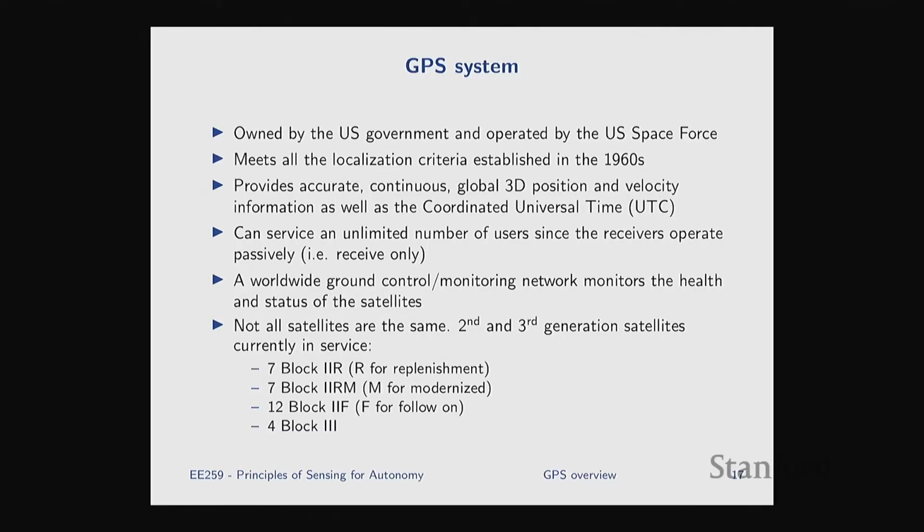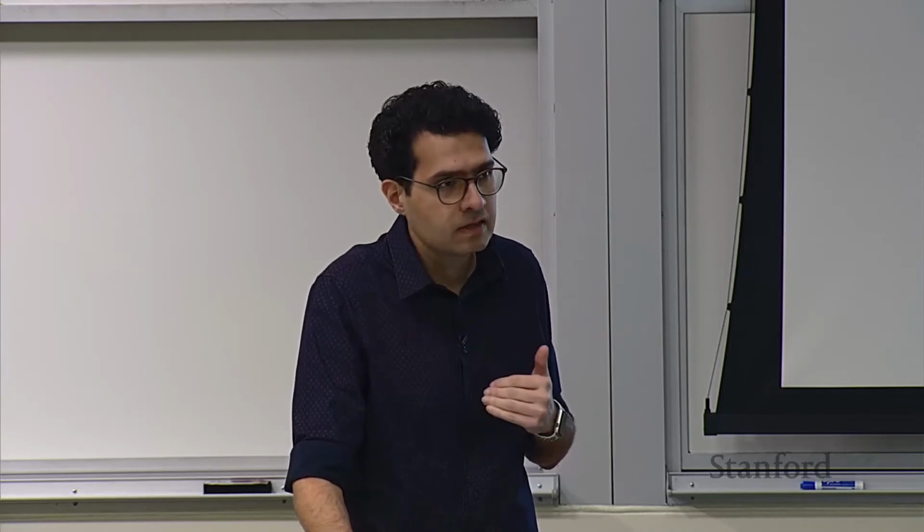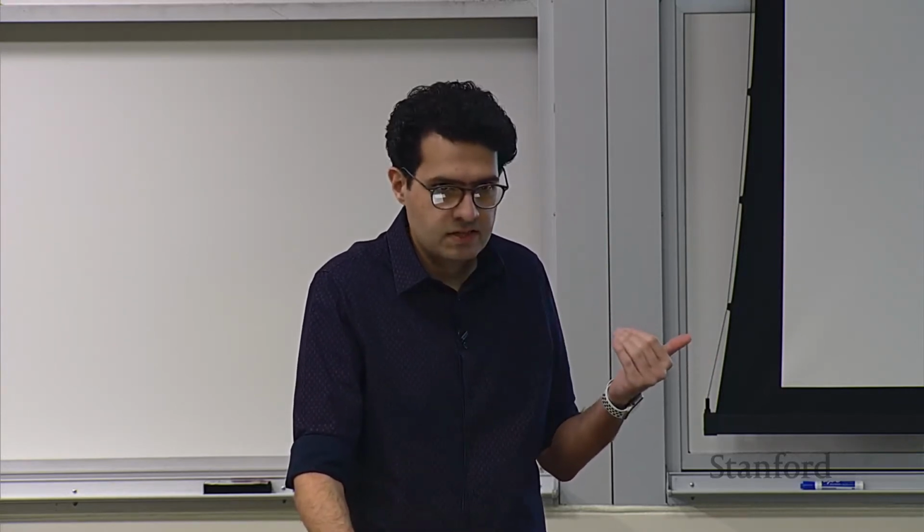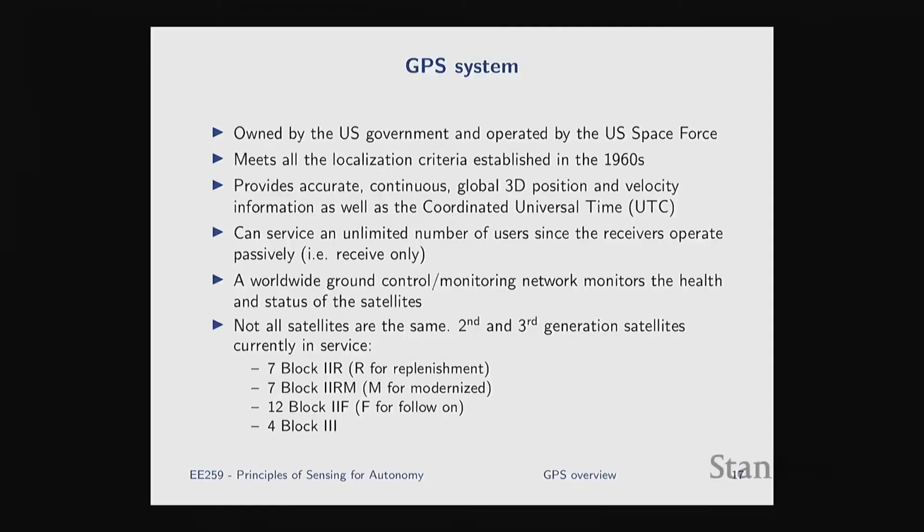So again, it provides accurate, continuous global 3D position and velocity information, as well as what we call Coordinated Universal Time, which is related to that timing offset. If you estimate your timing offset and correct for it, then essentially every clock on every device on Earth that is connected to GPS can be accurate and perfectly synchronized with the GPS reference clock, which is this amazing byproduct. We think of GPS as just a localization technology, but the timing technology associated with it, and the synchronization across the globe of all these devices, is as important and as useful as the positioning capabilities.